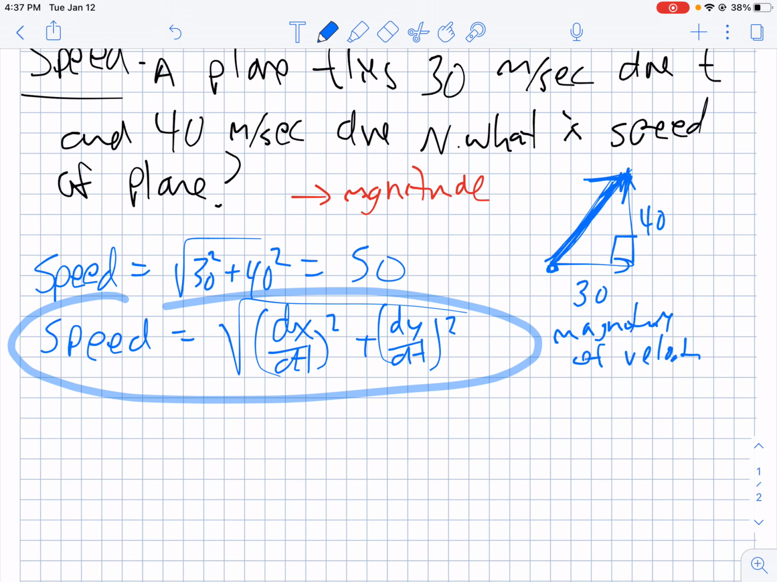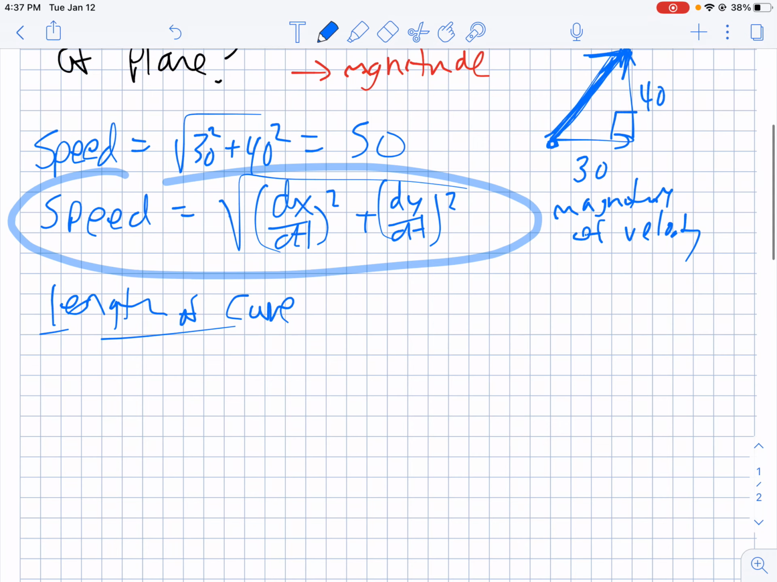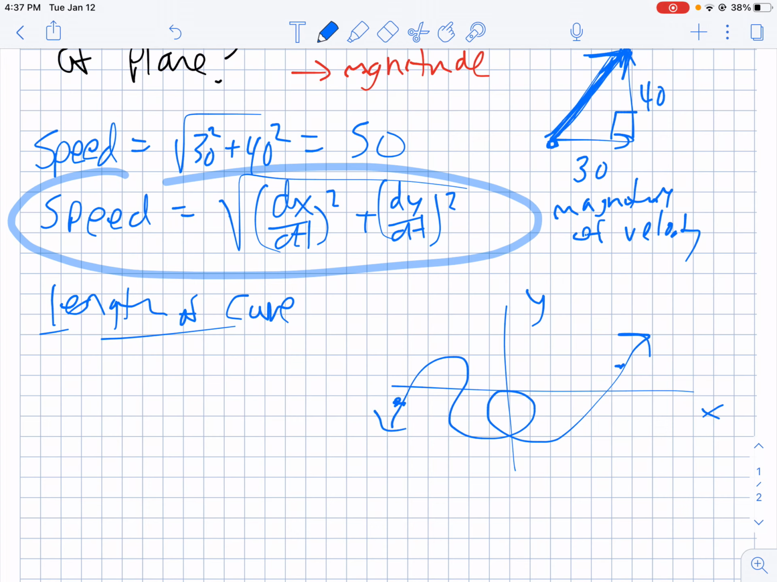Okay, great. So let's go on to this question. Let's say you have a parametric length of the curve. You have some object in the x-y plane that is moving around a parametric curve. If I start at one time and end at another time, you might ask, what is the length of the curve from one point to another?